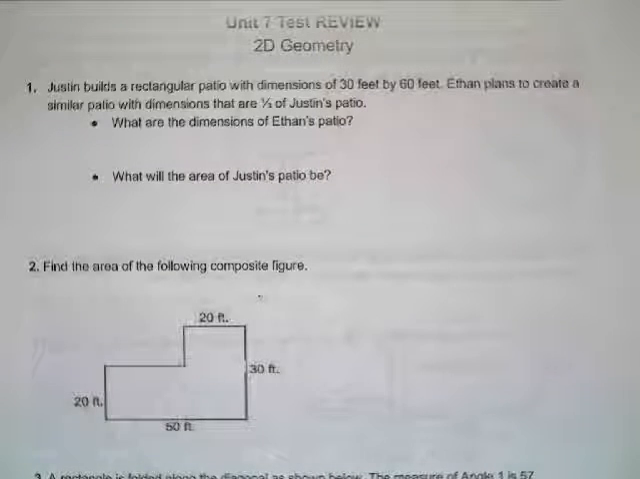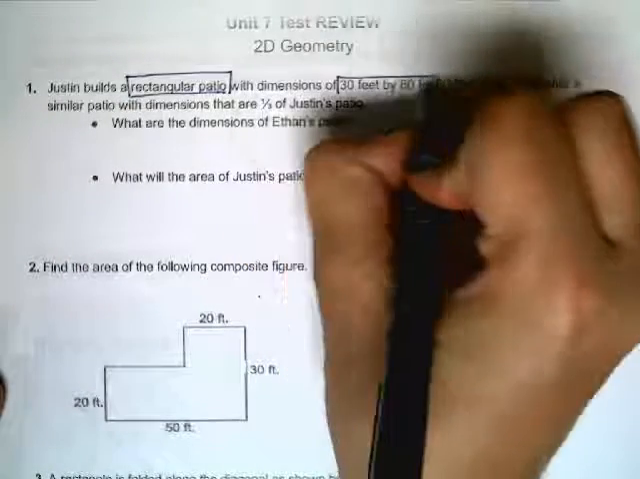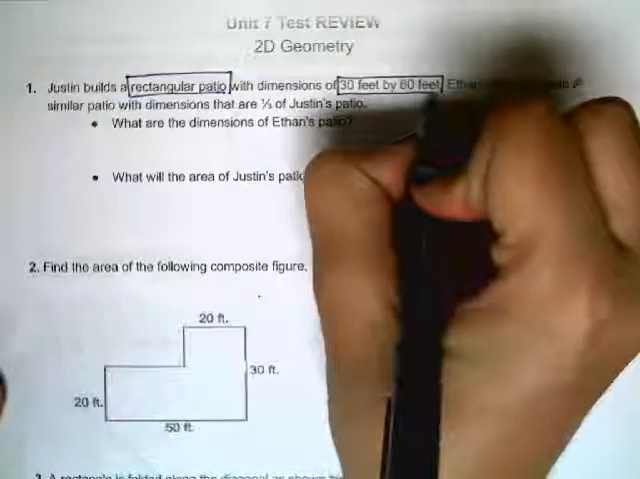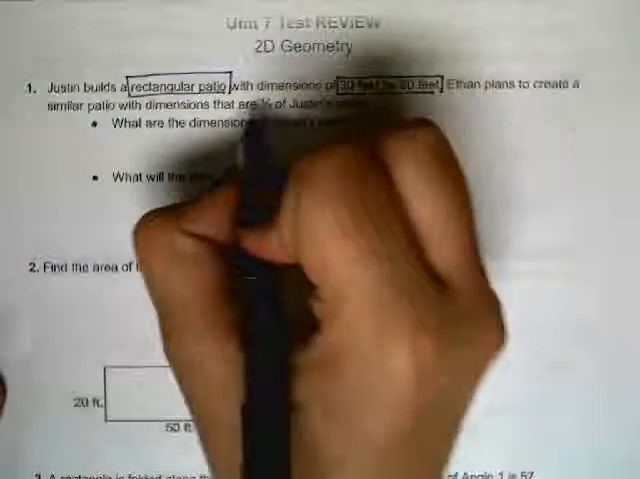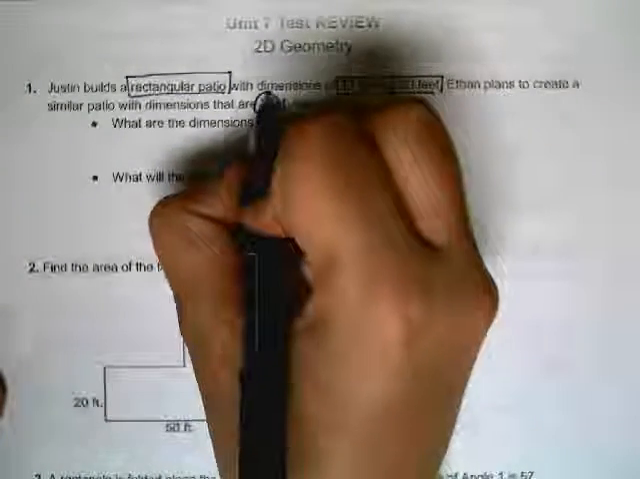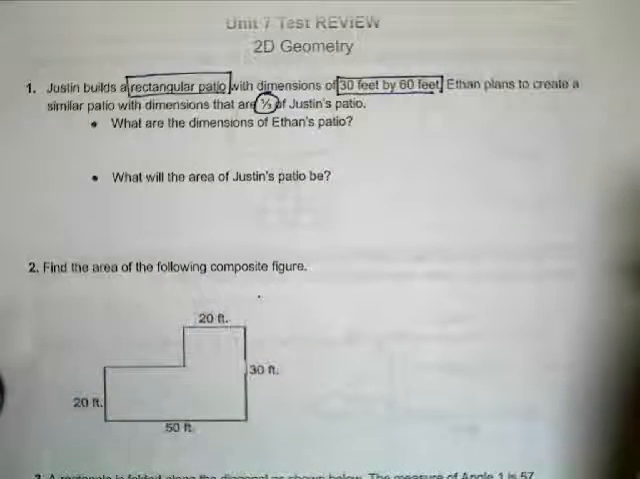Unit 7 test review. Number 1. Justin builds a rectangular patio with dimensions of 30 feet by 60 feet. Ethan plans to create a similar patio with the dimensions that are 1/3 of Justin's patio. What are the dimensions of Ethan's patio?